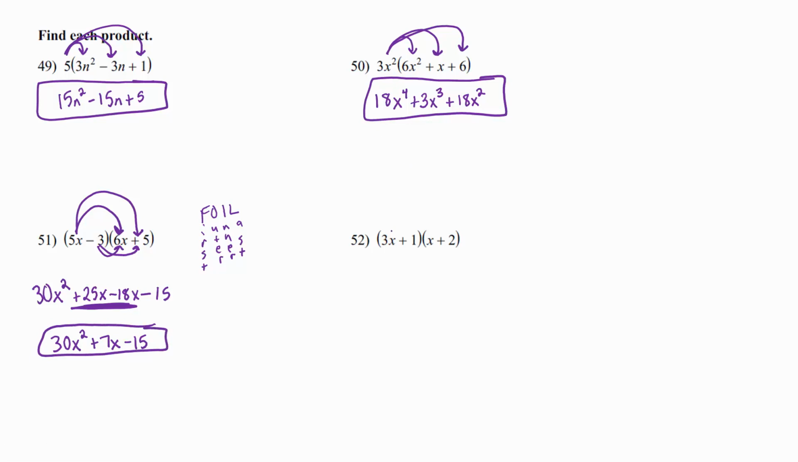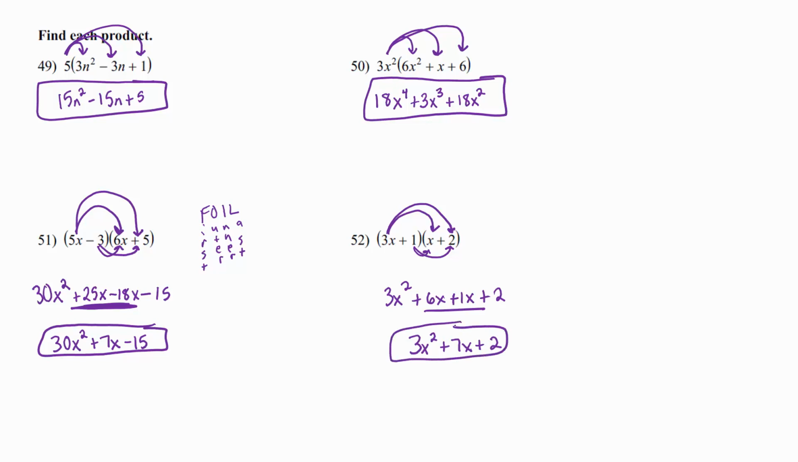On 52, same thing. 3x times x, which is 3x squared. 3x times 2, which is 6x. 1 times x, which is 1x or just x. 1 times 2, which is 2. Add the middle terms. 6 plus 1 is 7. So that's 6x plus 1x is 7x. So here is our answer.